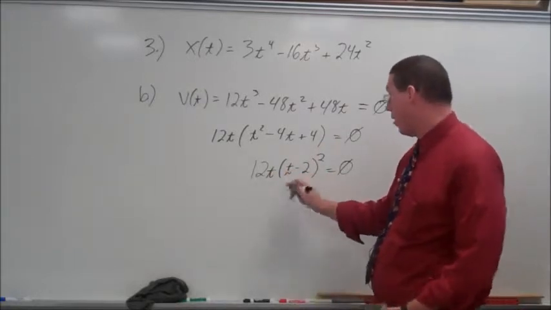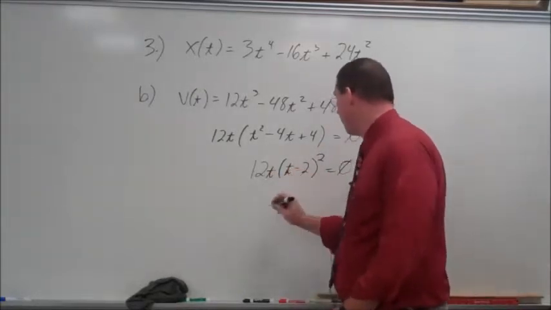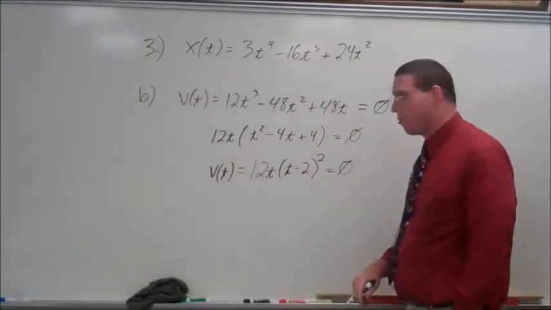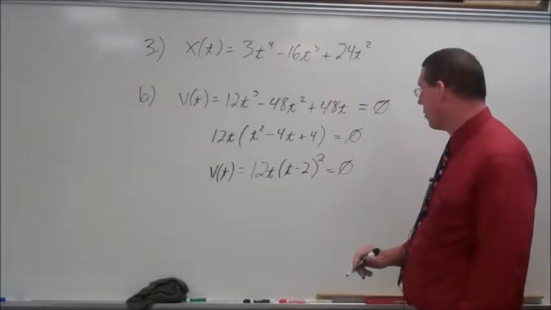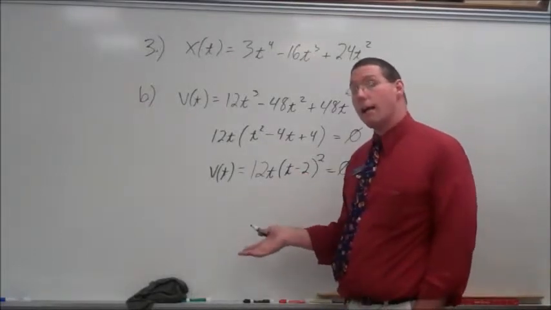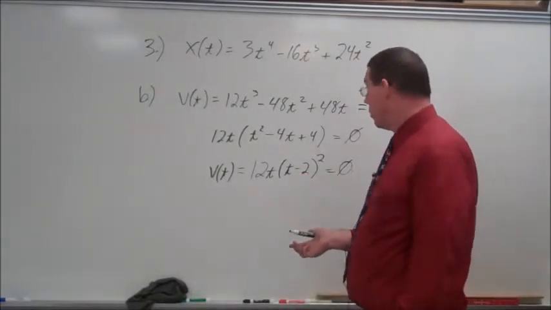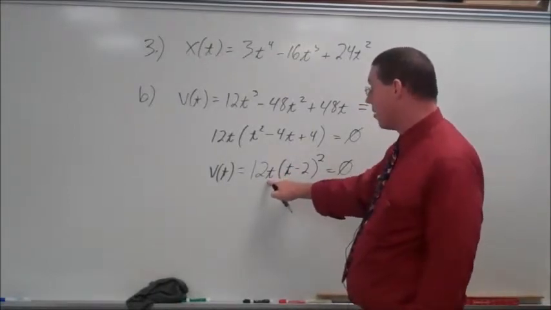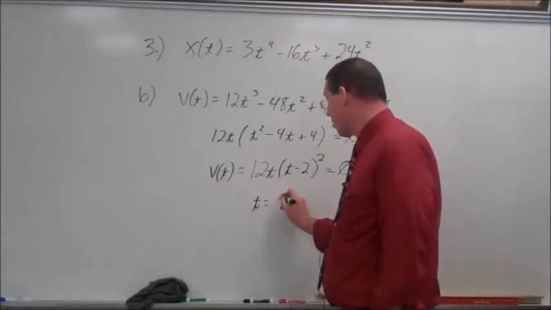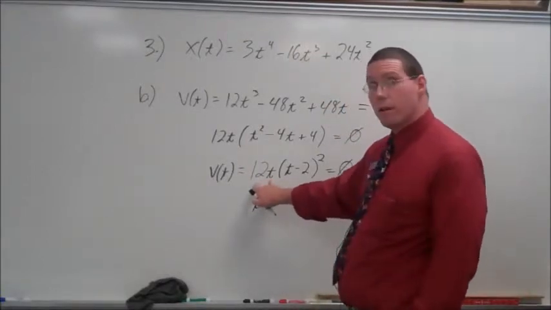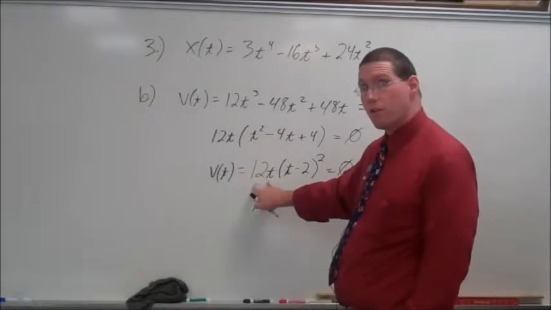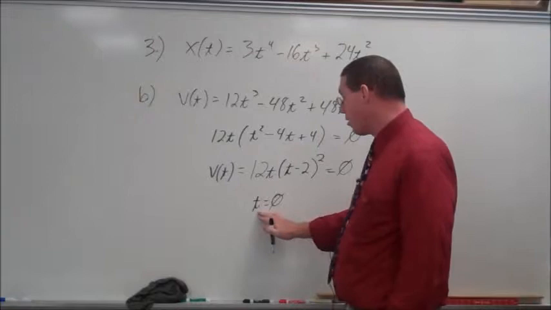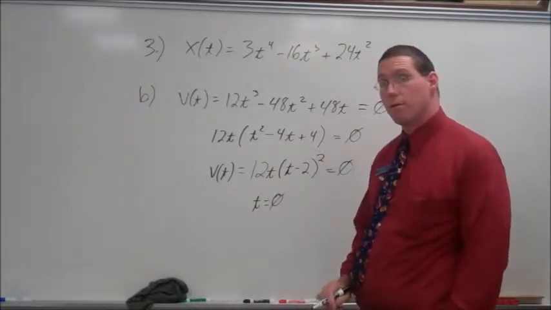So this is actually now another representation of velocity. Velocity is 12t times t minus 2 quantity squared, and we're setting it equal to 0. Now that it's in factored form, it's a lot easier to identify the zeros. There's two numbers that we could plug into this and get 0. First of all, if we plug in t equals 0, that'll make this expression 0, and 0 times whatever this is going to equal 0. So we know that it's going to be at rest at t equals 0.